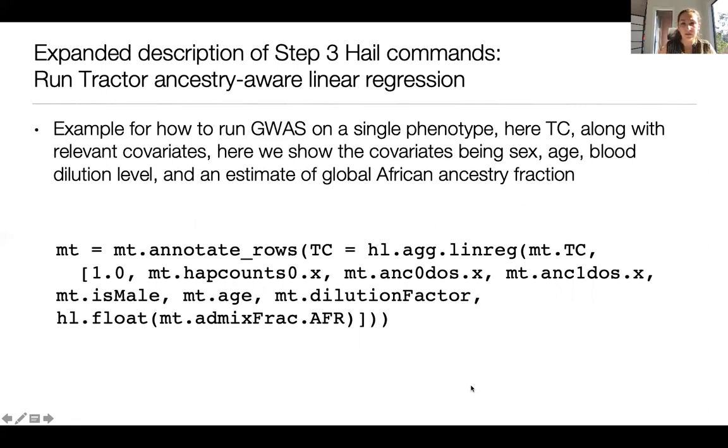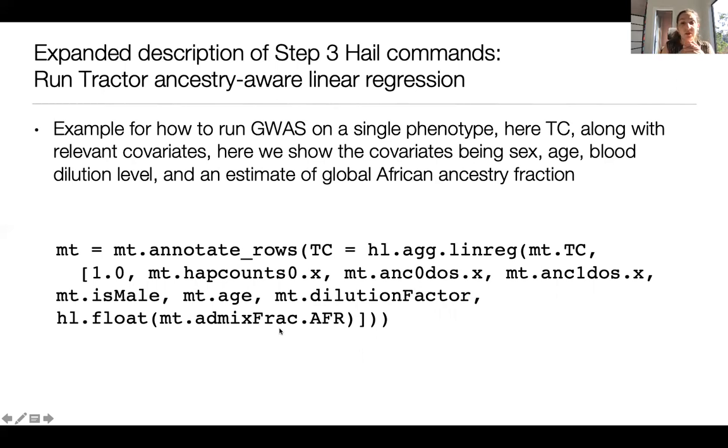So for a single phenotype, for example, total cholesterol or TC, as is shown here, along with our relevant covariates. Here, in addition to our intercept of 1, we have our haplotype counts term and our 2 terms for our 2-way admixed population, so our ancestry 0 and 1 dosages. And then we also are putting in all of our covariates that we want here. In this case, I'm using sex, age, blood dilution level, which is a phenotype specific covariate, and then an estimate of the global African ancestry fraction that we got prior to this from using the program ADMIXTURE.